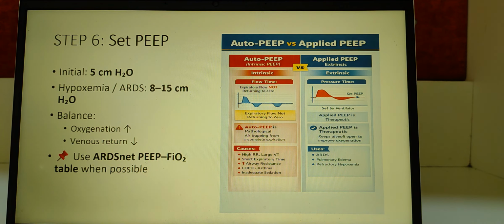Next setting is the PEEP, that is the positive end expiratory pressure. Initially we start with the physiological PEEP, that is 5 centimeters of water.